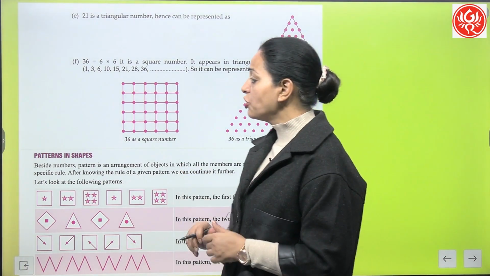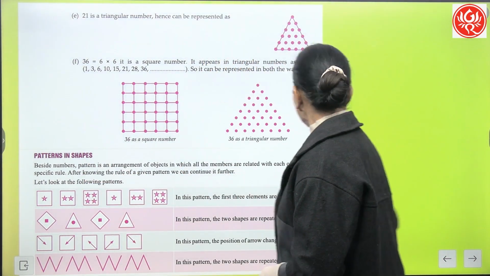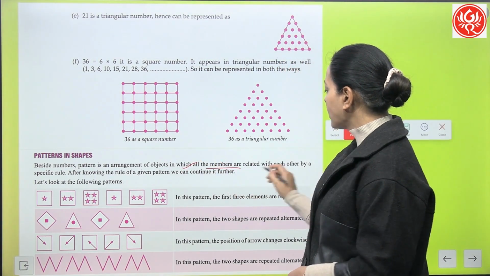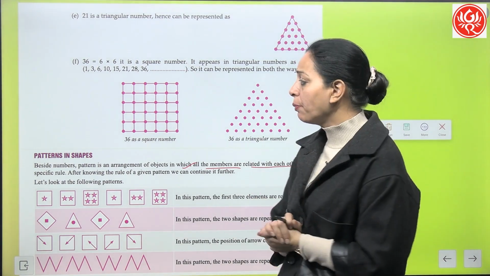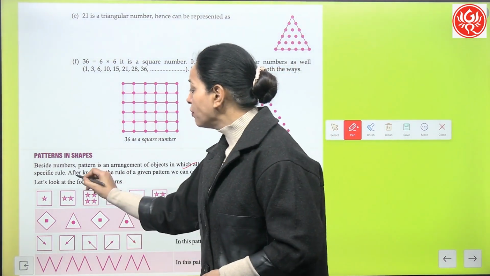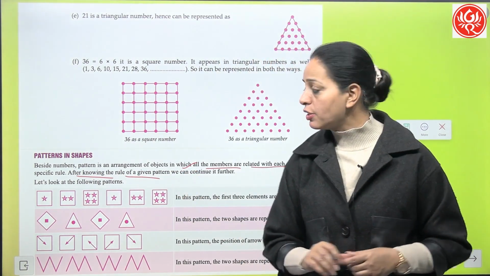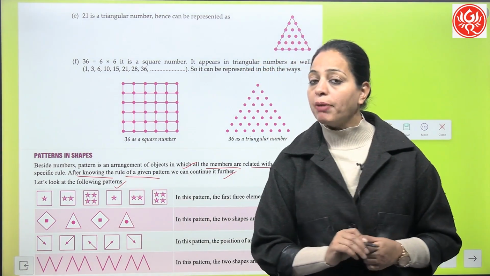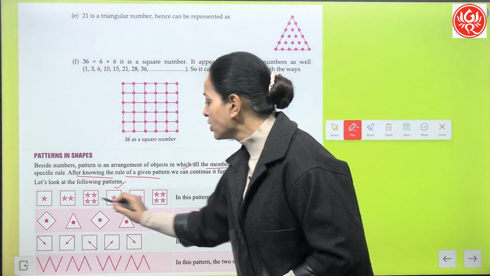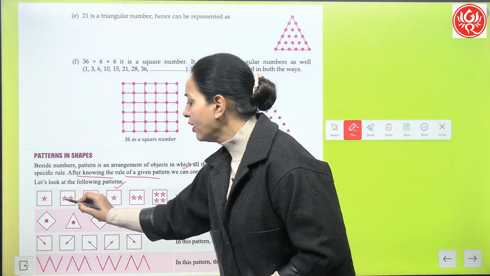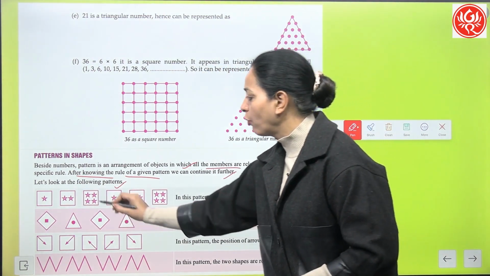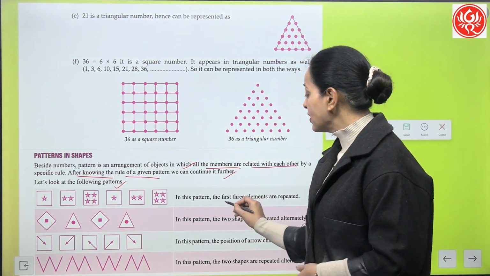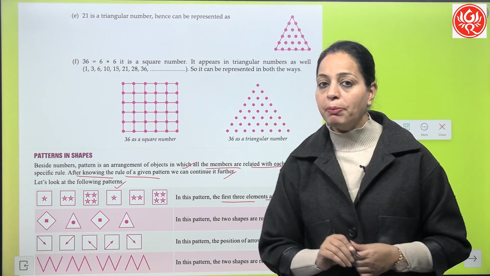Now, patterns in shapes. Besides numbers, a pattern is an arrangement of objects in which all the members are related to each other by a specific rule. After knowing the rule of a given pattern, we can continue it further. So let us look at the following patterns. You can see the first one over here: 1 star, then 2 stars, then 4, then 1, 2 and 4. So in this pattern, the first 3 elements are repeated.